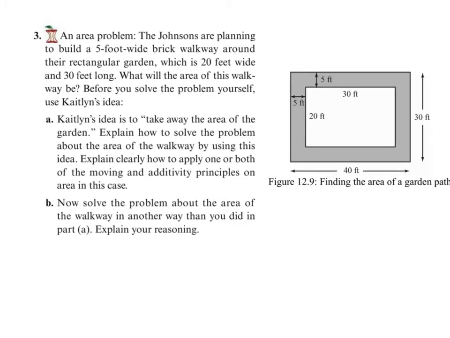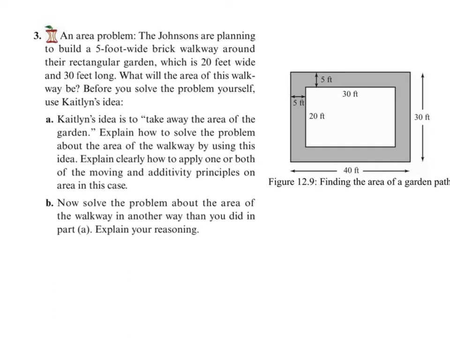Problem number 3 is an area problem. Start by drawing a diagram. It states the Johnsons are planning to build a 5-foot wide brick walkway around their rectangular garden. It is 20 feet wide and 30 feet long. What will the area of this walkway be?